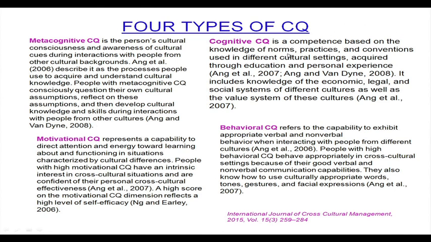The second is called cognitive CQ. This is a competence based on knowledge of norms, practices and conventions. That is, how good are you in practicing your cultural norms, rules, regulations and conventions. I have seen many psychology professors, when they travel abroad, practicing so many orthodox rituals pertaining to their lifestyles, food habits, dress patterns, etc.